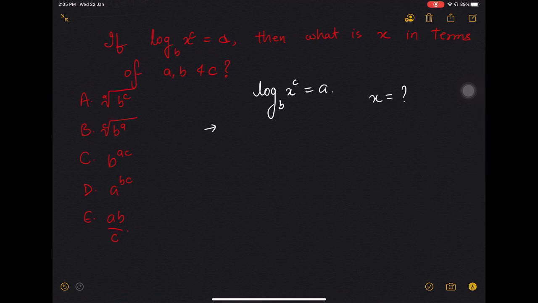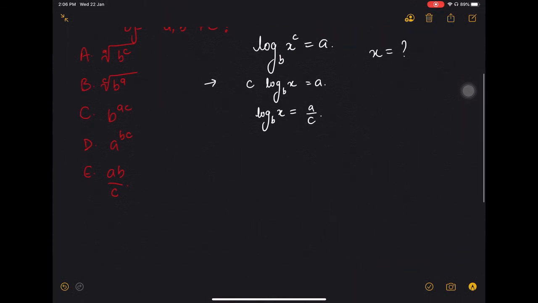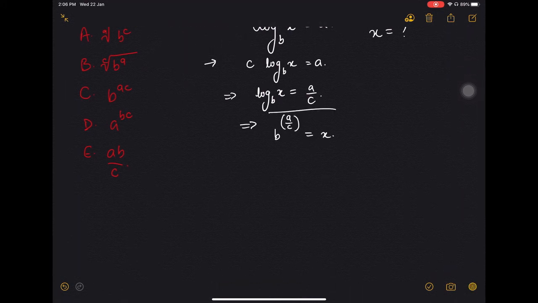So let's see if I can change this using some log rules. First off, I have the input value raised to the power of c. So I can write this as c log base b of x equal to a. I have to make x the subject, so let's start stripping the left hand side of all other things. So I can divide both sides by c and I can get log base b of x equals a by c. Now, if I use the log rule here, I can write this whole thing as b raised to power a by c equal to x. Bingo, we got the answer.